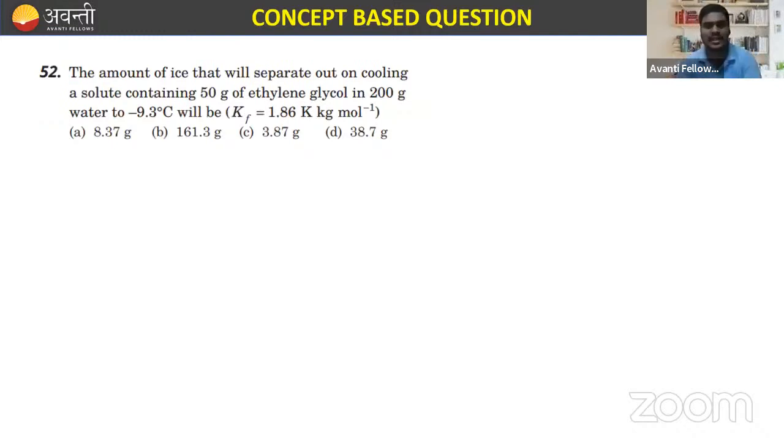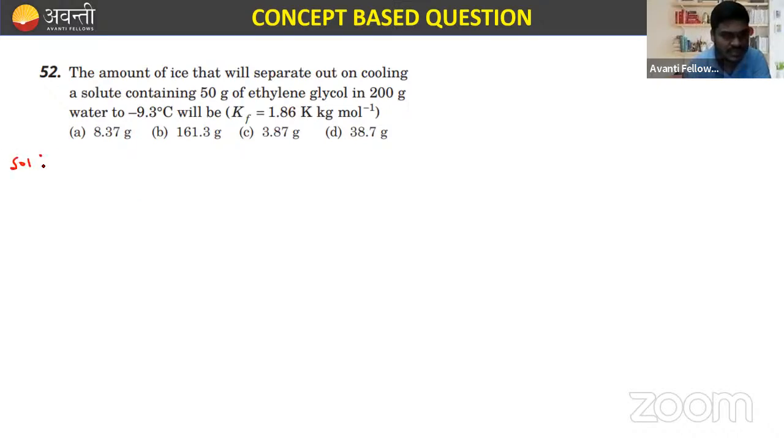In this question, what do they ask? The amount of ice that will separate out on cooling a solution containing 50 gram of ethylene glycol in 200 gram of water to minus 9.3 degrees Celsius will be. So you have to calculate the amount of ice that will separate out on cooling. So what data is given? Let me write the data first.